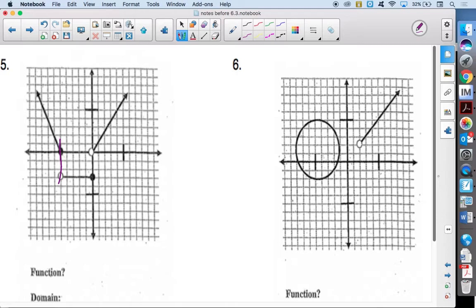So if you look at the 2 points that we're kind of concentrating on, if one is an open circle and the other one is closed, that means this point doesn't exist. That's what an open circle means.